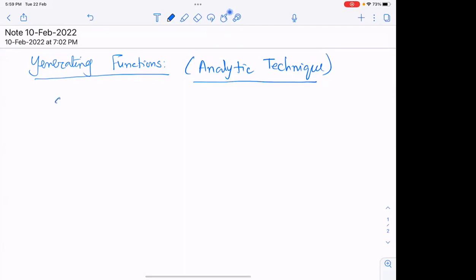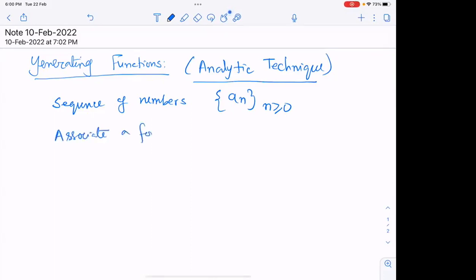So the idea is that you have a sequence of numbers, all real numbers for us, indexed by n greater than or equal to 0. With this sequence, we associate a formal power series.